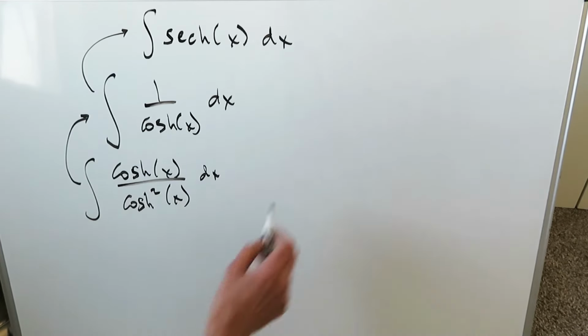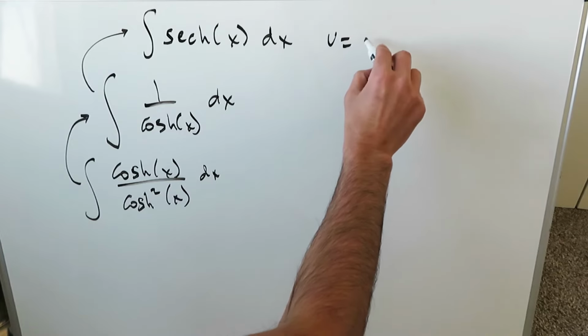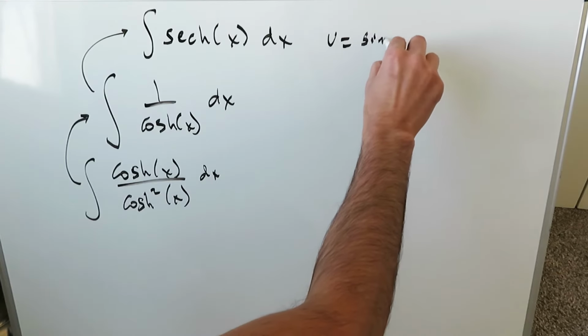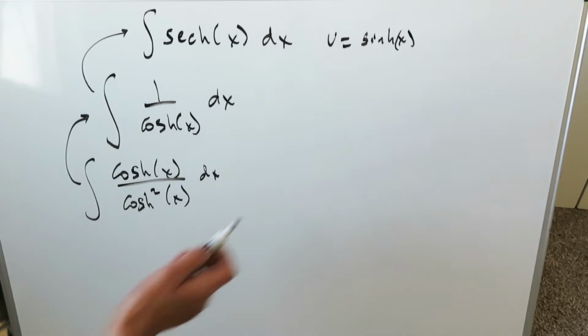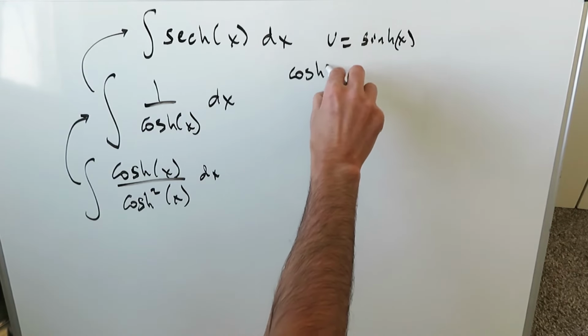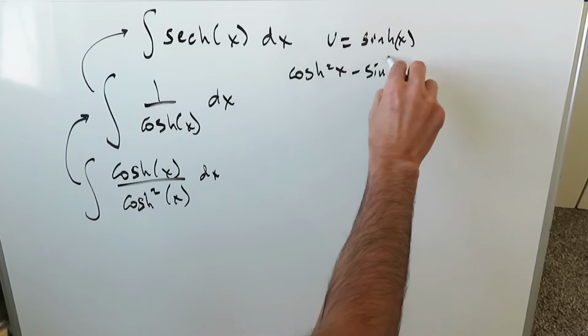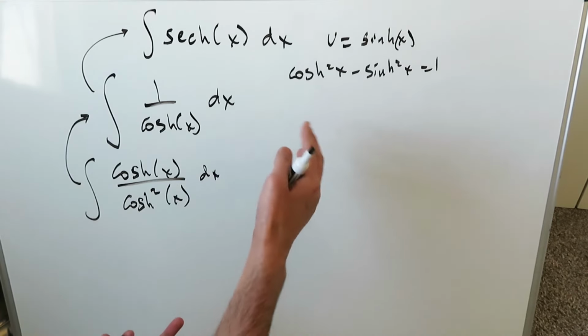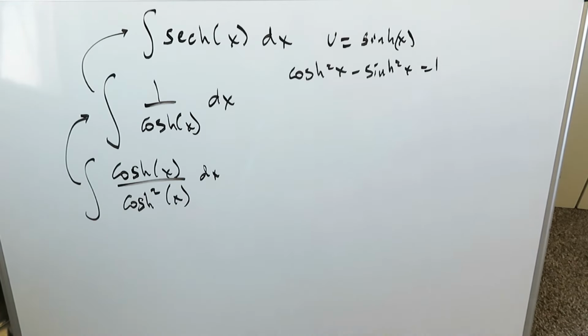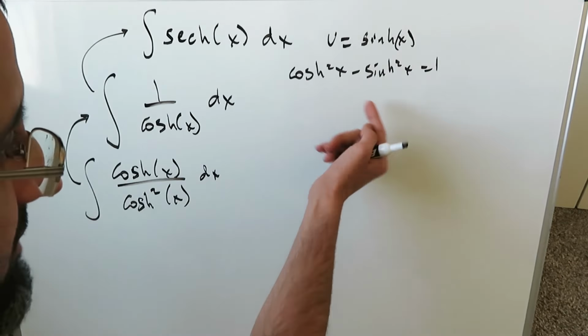All you have to do now is a substitution. u is equal to, we will say, sinh x. Why am I doing sinh x? Because I'm reminded of a very fundamental identity. The hyperbolic cosine squared x minus hyperbolic sine squared x is equal to 1. It's the hyperbolic counterpart of the trigonometric identity, sine squared x plus cosine squared x equals 1. This is a hyperbolic version, except there's a minus in here.